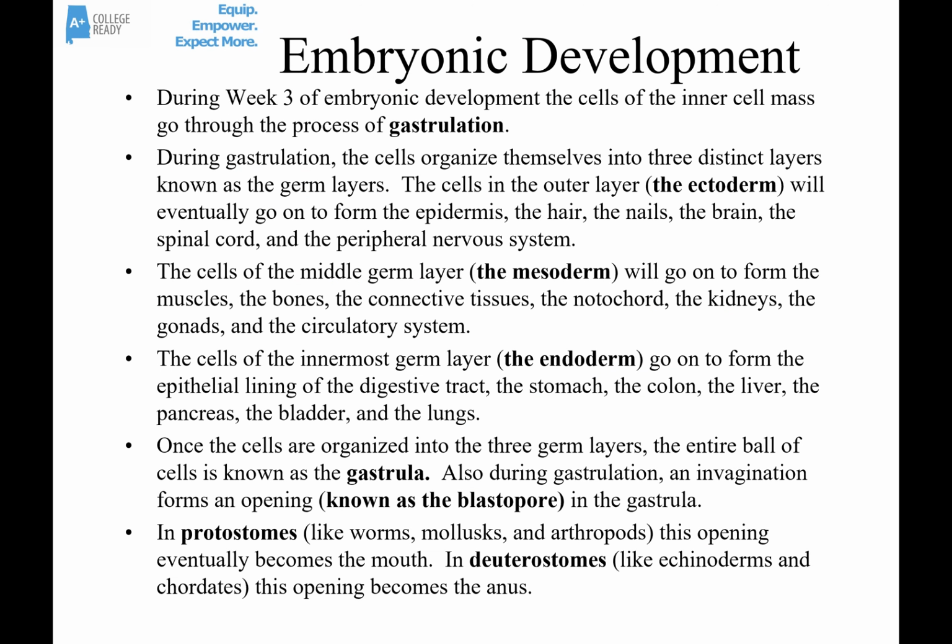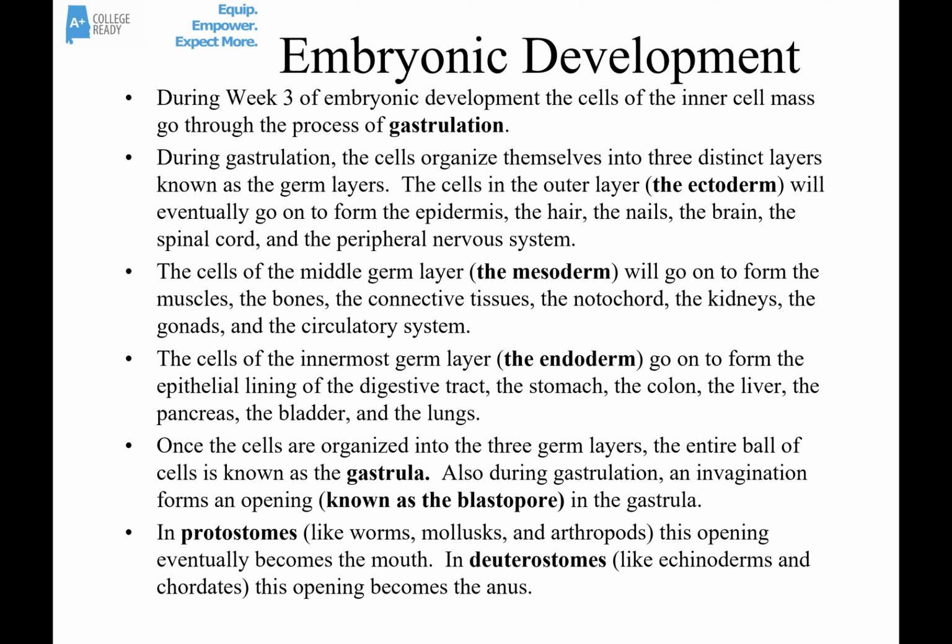So during about week 3 of embryonic development, the cells in that inner cell mass go through the process of what's called gastrulation. During gastrulation, the inner cell mass cells organize themselves into 3 distinct layers known as the germ layers. The cells in the outermost germ layer, called the ectoderm, eventually go on to form the epidermis, the outer layer of the skin, the hair, the nails, the brain, the spinal cord, and the peripheral nervous system, the nerves that branch off of the brain and the spinal cord.